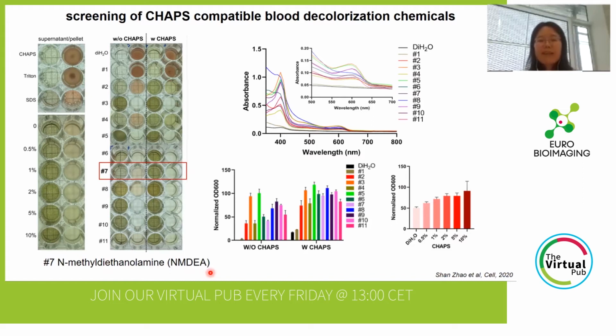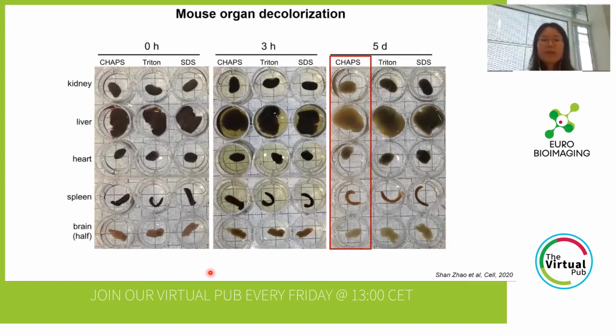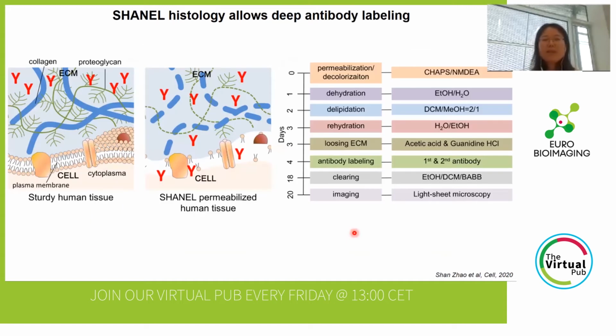After we identified this decolorization chemical, we also checked it with mouse organs. We collected different mouse organs without perfusion, so they contain a lot of blood clots inside. Then we incubated them with different detergents mixed with this chemical 7, NMDEA. After several days, we can see that only the SHAPS group can achieve better decolorization for all of these organs. So right now we have addressed the miniaturization, decolorization, and these problems.